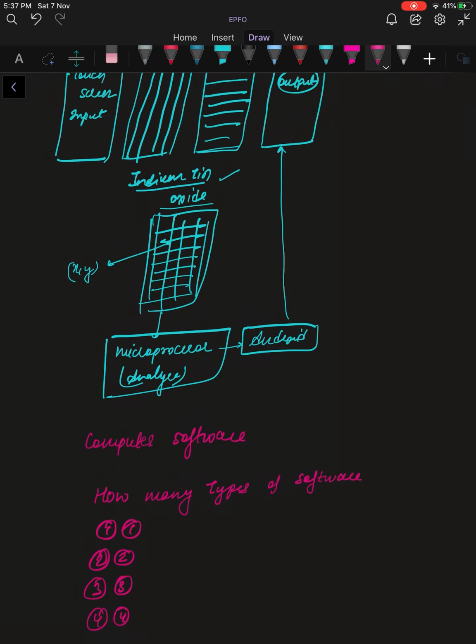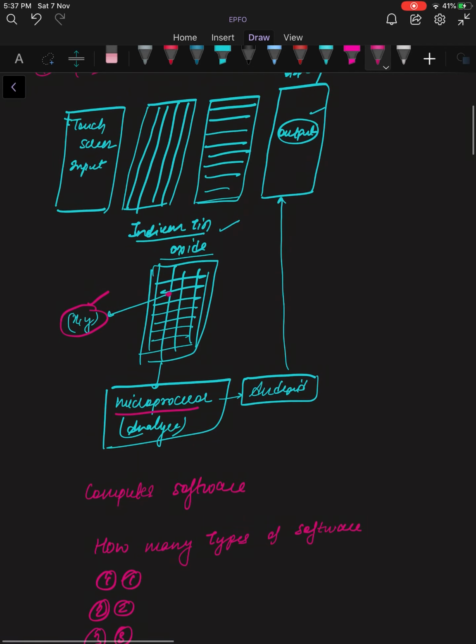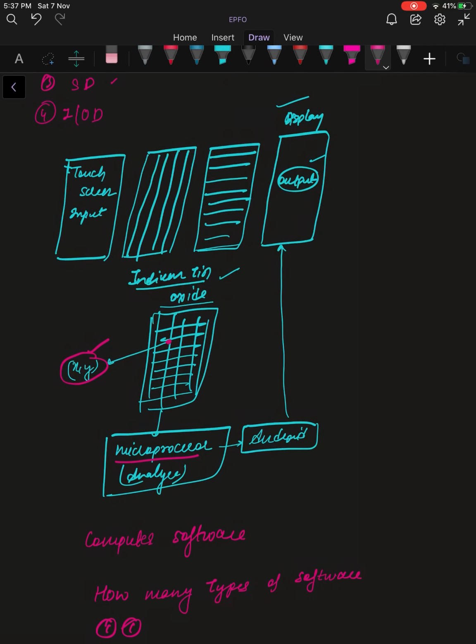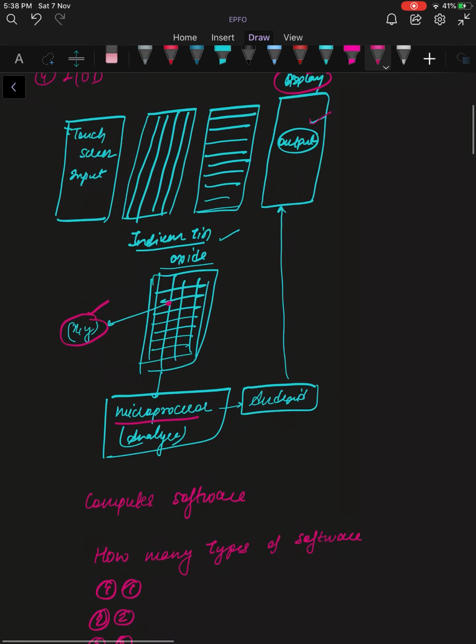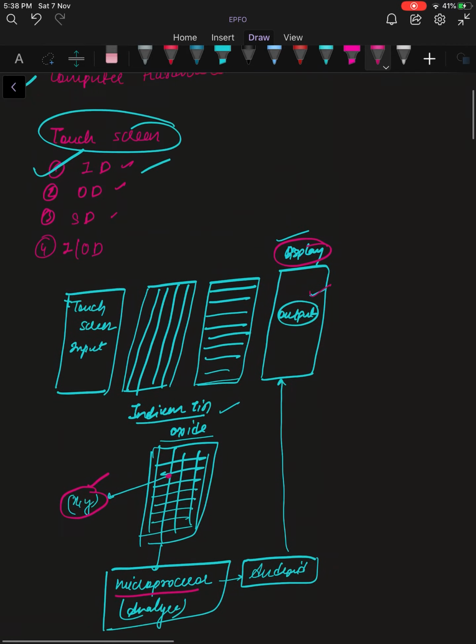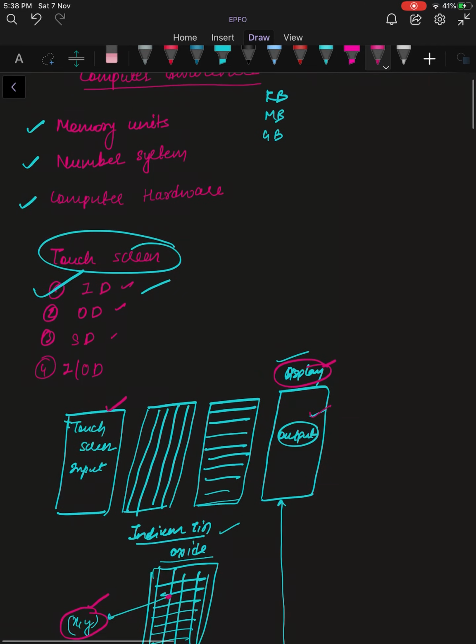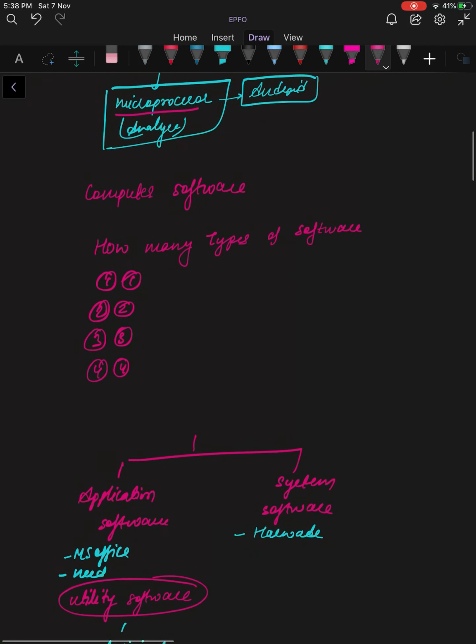Okay. And when you touch on any part of the screen, it gives an xy coordinate, and this information is sent to the microprocessor. The microprocessor analyzes this information, sends it to the Android, and Android then displays it in the form of output. Okay, output is displayed on the display screen of your device. So it is only an input device. So touch screen is an input device and displays are output devices. So the answer was input device. So we have to understand the hardware of our computer system.